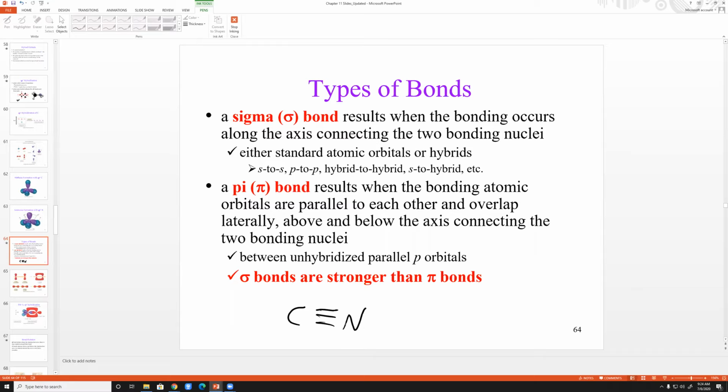C triple bond N. You're going to have one sigma bond, which is this one, and you're going to have 2 pi bonds. The pi bonds are going to be the additional bonds to the sigma. So in a triple bond, you have 2 pi bonds, 1 sigma bond. And sigma bonds are generally stronger than pi bonds based on the electron density. They have a higher electron density, and they're more along the axis. So here's how they're represented.